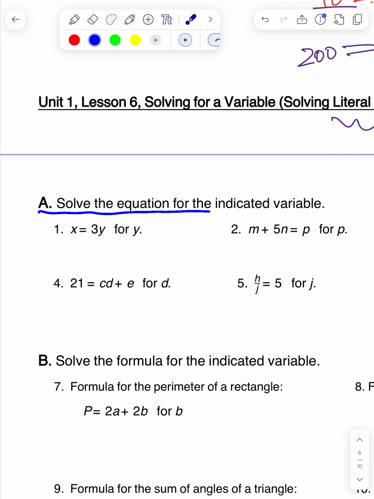Solve the equation for the indicated variables. First one, x equal to 3 times y. We're going to solve for y. We solve for y, that means we need the y all alone by itself on one side, and all the other stuff goes to the other side. We solve for the letter, that means we want this letter all alone by itself, isolated.